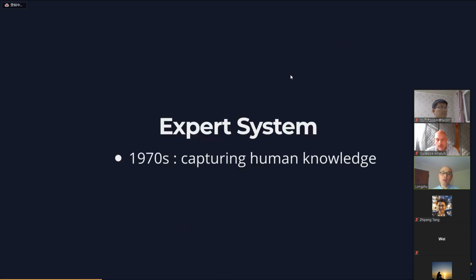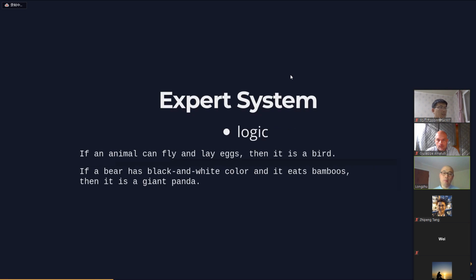People realized, since we're talking about intelligence, instead of going about some other algorithms, why don't we just capture human knowledge? What that means is basically building a bunch of logic systems so that machines can reason like humans. For example, if an animal can fly and can lay eggs, then it's a bird. If a bear has black and white color on the surface and eats bamboo, then it's a giant panda. Something that simple can also be reasoned.